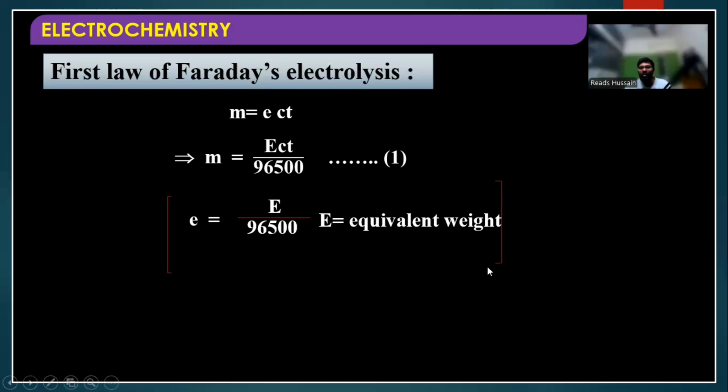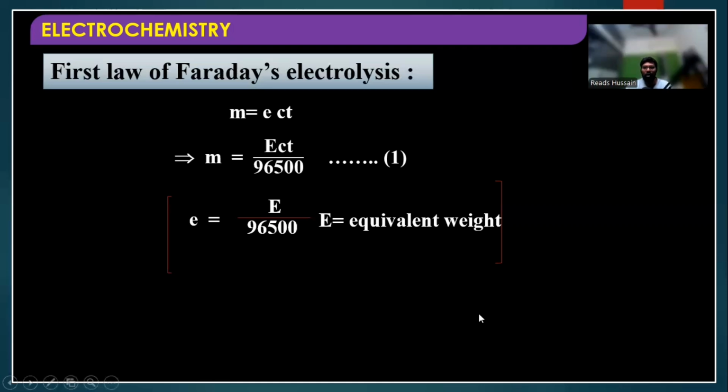Okay, within a few minutes, our class may be ended. 6 minutes left. So you please rejoin and we'll discuss Faraday's second law. By that, we'll end the class. It just takes a few minutes, not more than 5 minutes. Okay. This is about Faraday's first law.